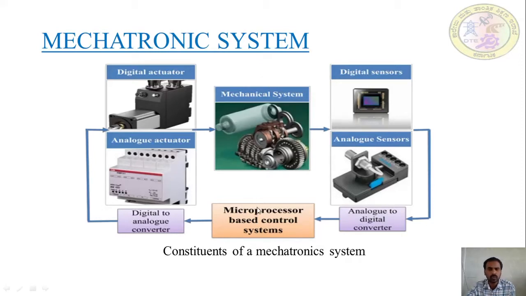In the working, the microprocessor will receive a set of instructions, that is a program. The controller sends an instruction to the mechanical system through the digital to analog converter, and then the mechanical system will work according to the set of instructions received from the control system. The output of the mechanical system will be monitored with the help of digital or analog sensors, and then given back to the microprocessor control system. So this is how a mechatronic system works.